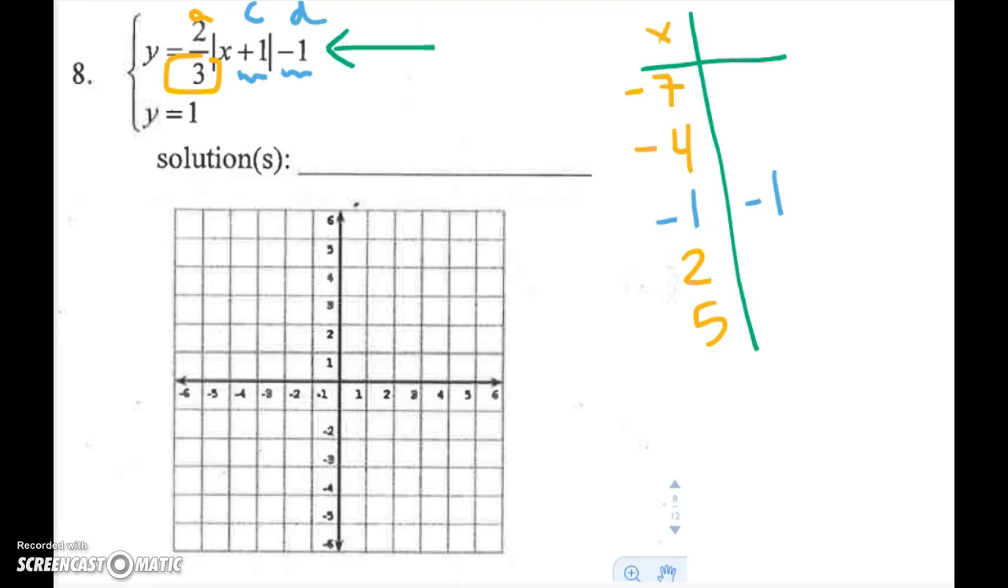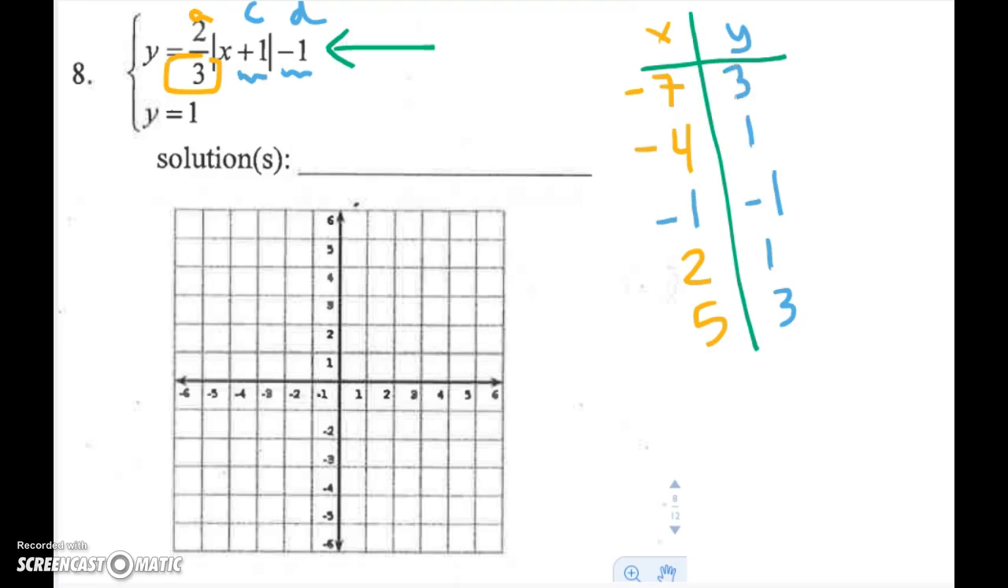Now, if I plug in my X values in my table, or use my calculator and the table function, I should be able to complete a table. If X is 2, Y is 1. If X is 5, Y is 3. And then these values reflect on the other side of the vertex. So I'm going to have the same values here.